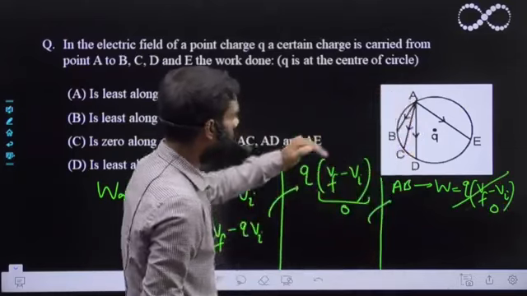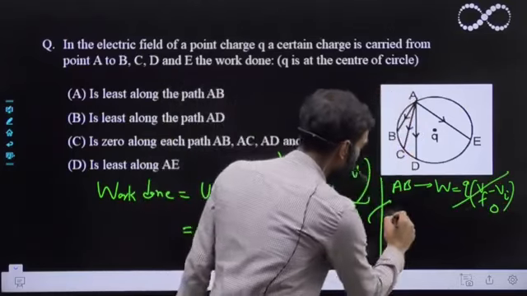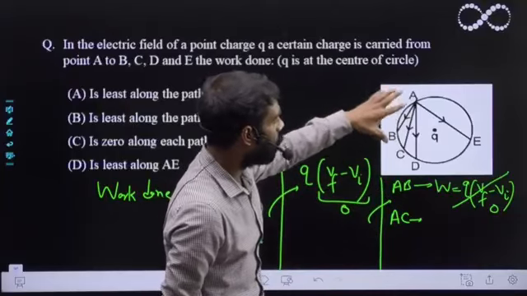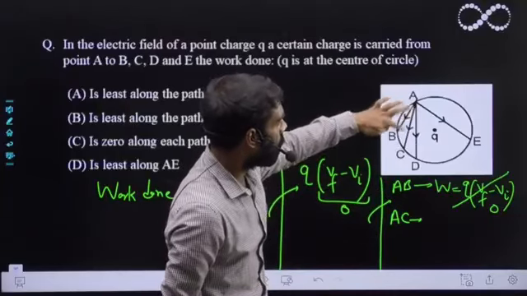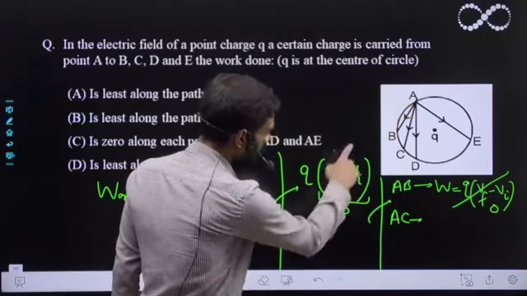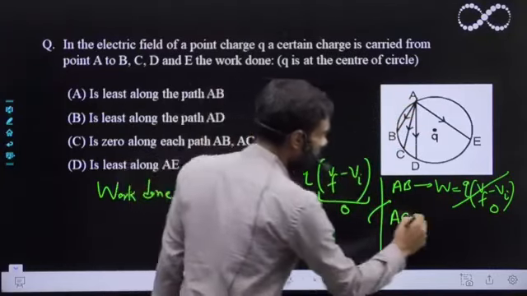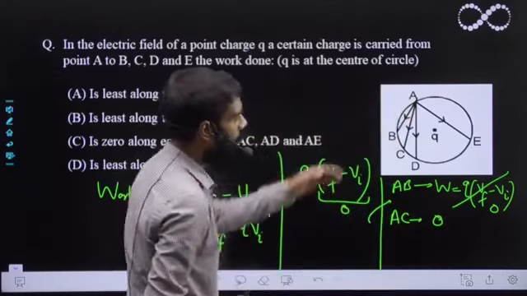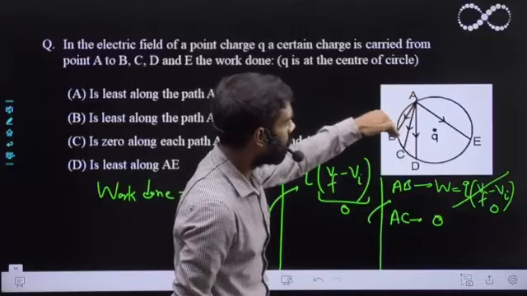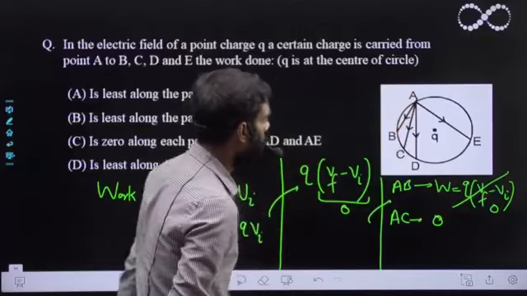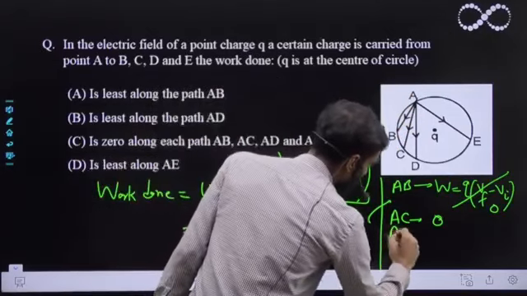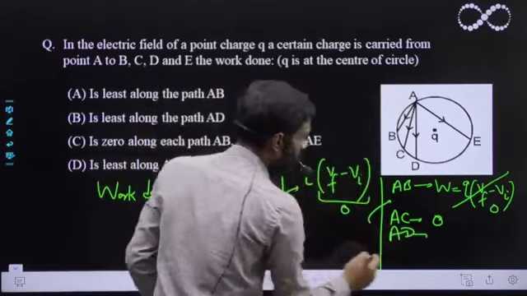Same can be said for A and C also. If you take the A and C path, then once again point A and point C are equidistant from the Q. So A and C are also equipotential, same potential. So once again the delta V will become 0. So for AC also work done will be 0. If you take AD, once again A and D are equidistant from the center, so A and D are also having the same potential, so the delta V will become 0. So for AD also this quantity will become 0.